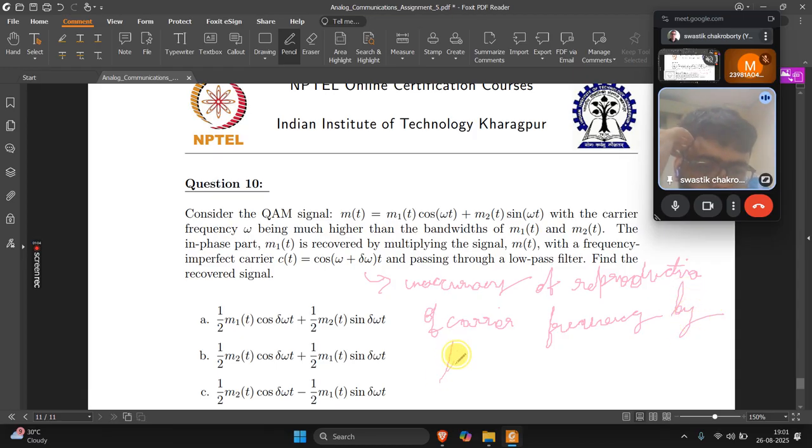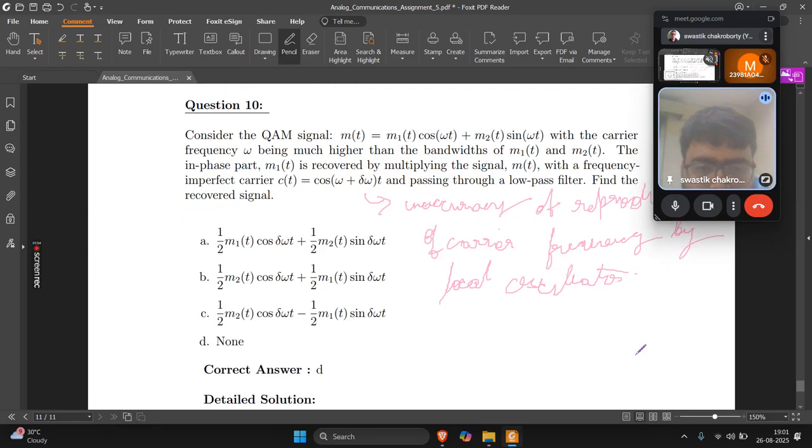The local oscillator causes this delta omega. Now you have an imperfect carrier, cos of omega plus delta omega, and it is passing through a low pass filter. Find the recovered signal. So you have m(t), and you multiply it with c(t), and you get some signal, say y(t).